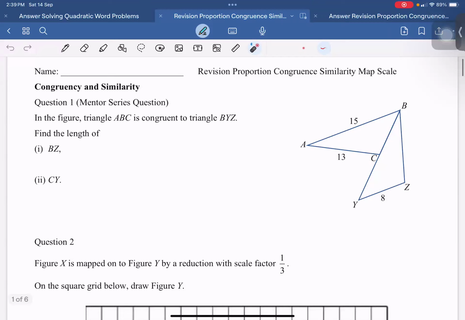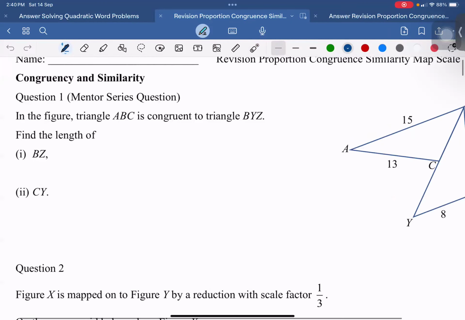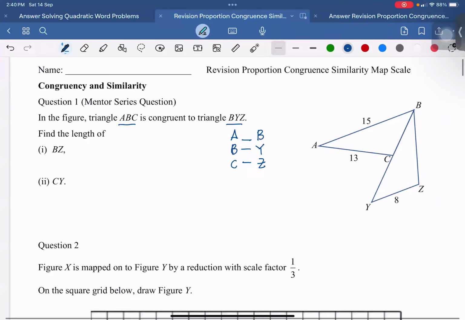Now for this one, congruency and similarity, we are not going to do algebra yet. We're going to work with numbers and figures. First part, what is congruency? Congruency means exactly the same, congruent. Then you have things that you need to match and label. A, B, C matches with? A with B, Y with B, and Z with C. Thank you. A, B, C with B, Y, Z.